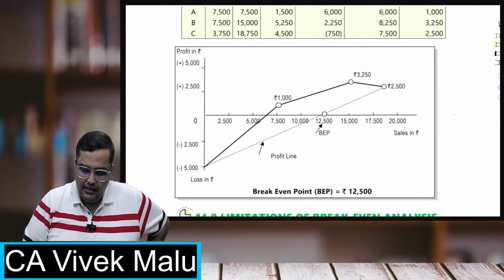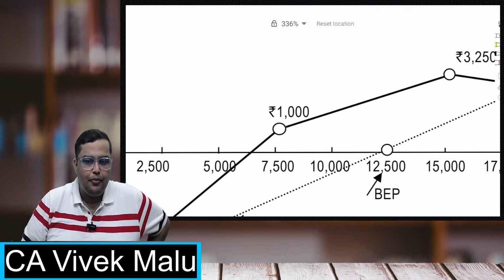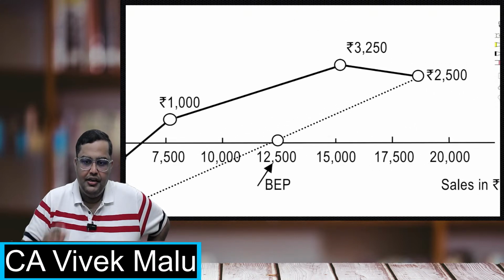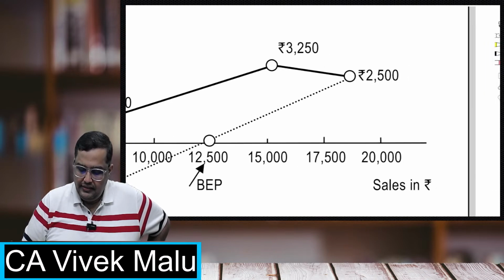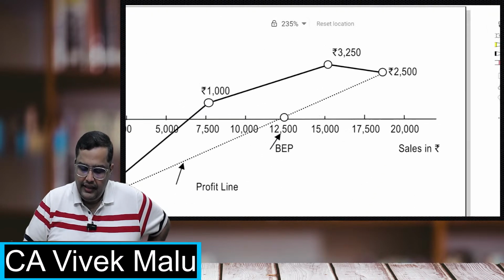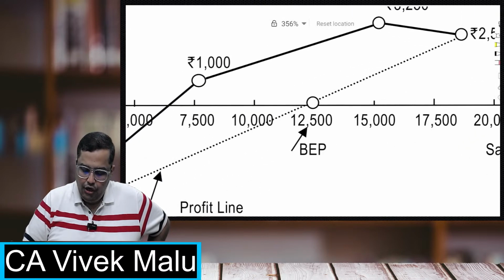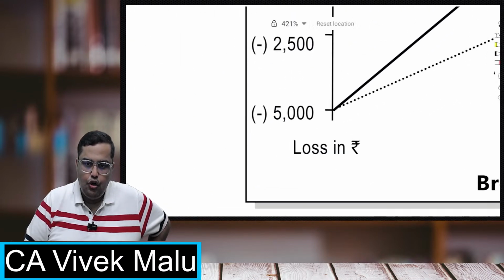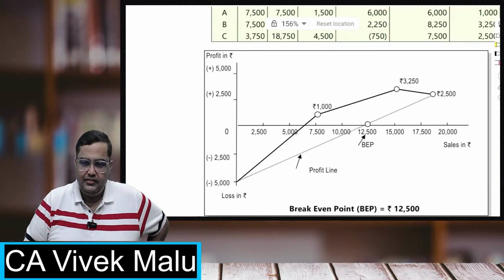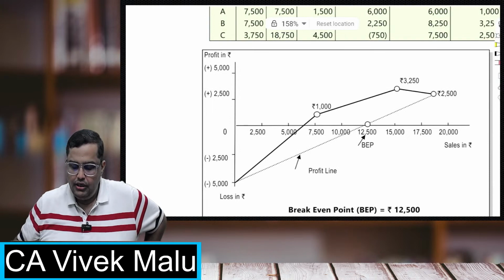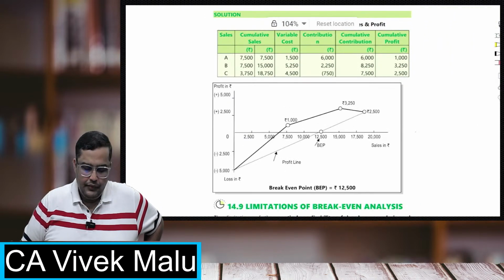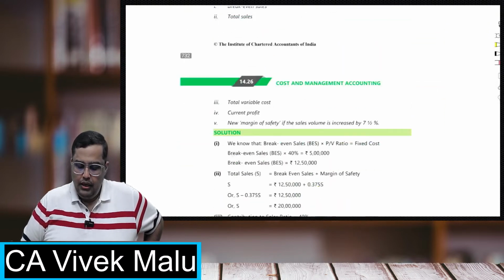So I'll say that at 7500 quantity my profit is 1000. At 15,000 quantity my profit is coming 3250. At 17,500 units my profit is 2500, and then I'll connect this to the initial loss of 5000, and wherever it intersects the x-axis, that will be my break even point. So this is how you have to do this profit volume graph. Try this at your home.